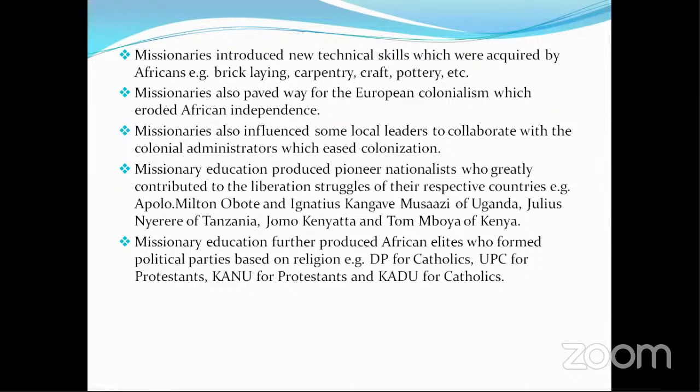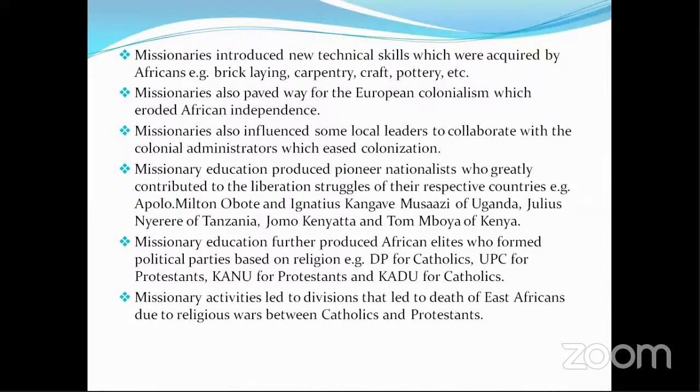The other time I talked about this information was when we were looking at activities. That is why I may not go into much detail, because we looked at it then. So we are saying missionaries further produced African elites. The activity is producing African elites. But what about the effect? The effect is the formation of political parties that were used in the fight against the colonialists. You understand? The activity, producing African elites. The effect, formation of political parties. I believe that one is also clear.